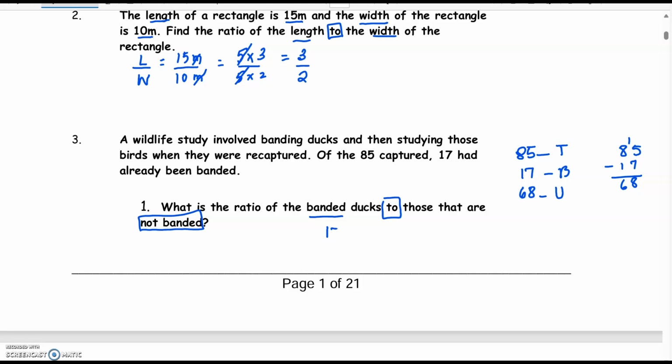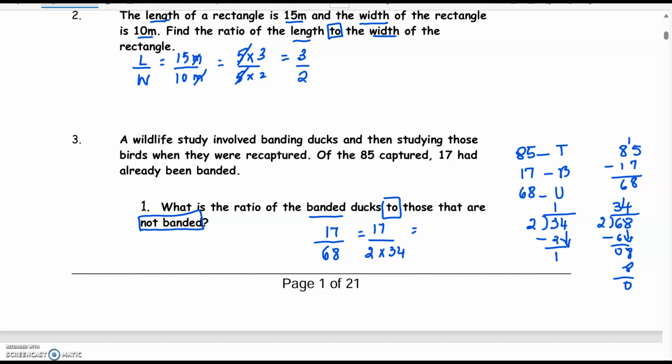So banded is 17, divided by unbanded, that is 68. Now let's see if we can simplify this fraction. 2 goes into 68. 2 3s are 6. Bring the 8 down. 2 4s are 8. So we could write it as 17 over 2 times 34. Now remember that 34 can again be divided by 2. So that is 2 1s are 2. Subtract, bring the 4 down, and 2 7s are 14. We get a 0. So we could write it as 17 divided by 2 times 2 times 17.